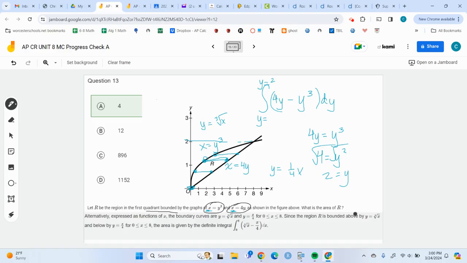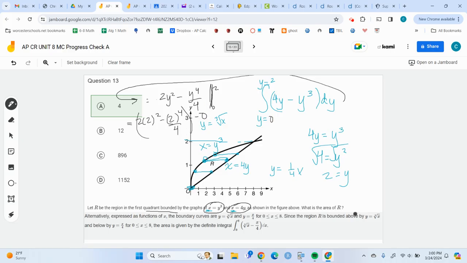All right, let's do this antiderivative. So this would be 4y squared over 2, which is 2y squared, minus y to the 4th over 4. I'm going from 0 to 2. So plugging in 0 is just going to make everything 0 here, so I don't have to worry about that. This will be 2 times 2 squared minus 2 to the 4th over 4.